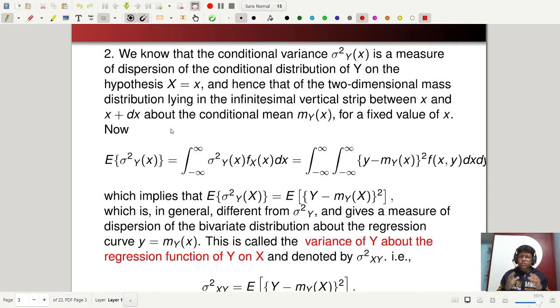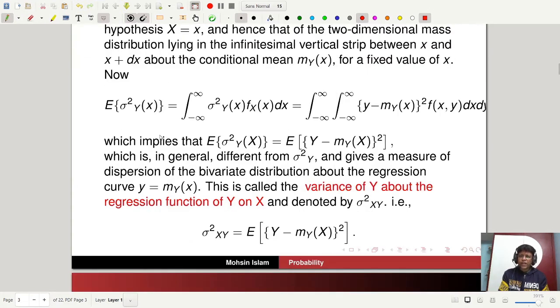So that gives the significance of conditional variance sigma square y|x. Now we can write the expectation of sigma square y|x, just using the definition of expectation, as the integration from minus infinity to infinity of sigma square y|x times f_X(x) dx, and replacing the value of sigma square y|x as the expectation of y minus m_y|x, where m_y|x is the conditional mean. If you replace the expression for sigma square, you will have this expression.